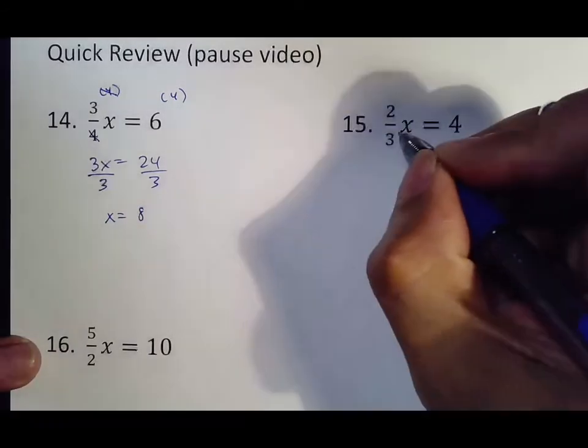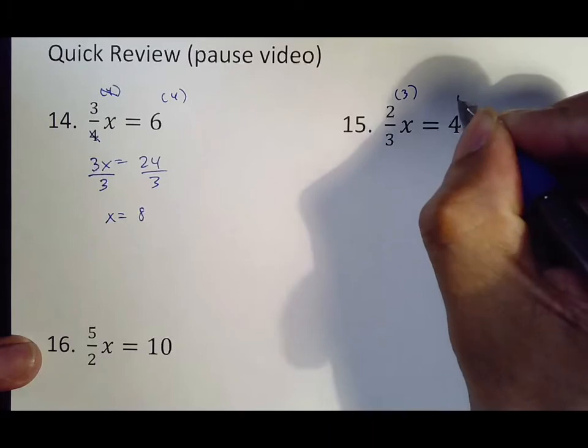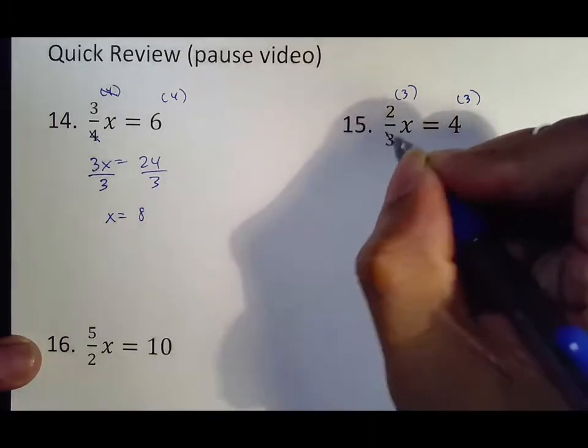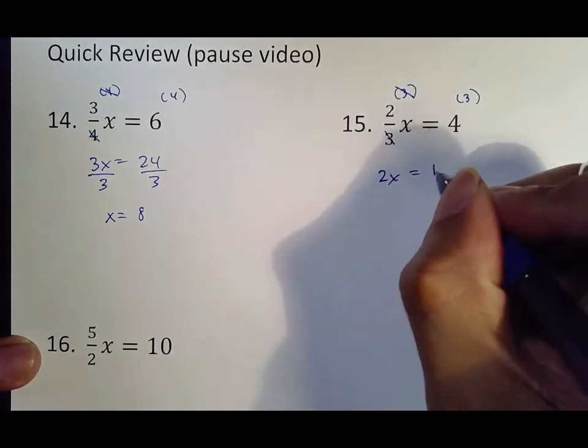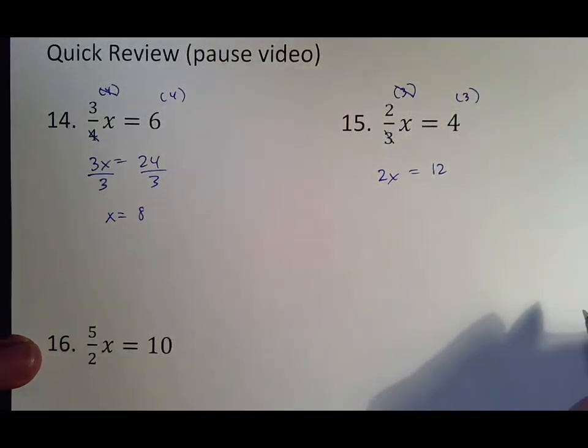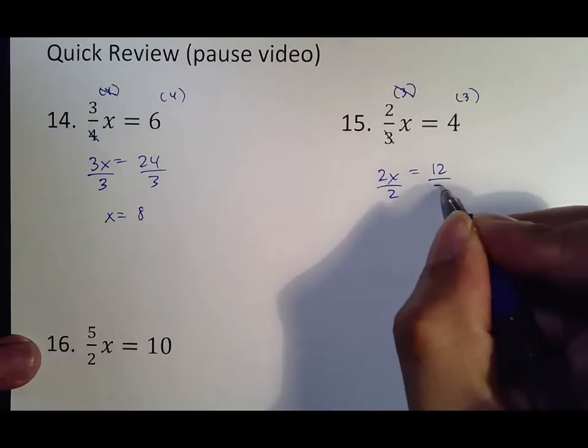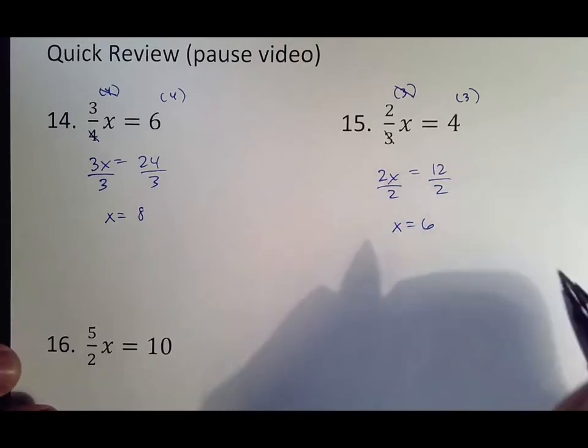Same thing on 15. You want to get rid of that 3, so we multiply both sides by 3. The 3's go away because there's a 3 on top and bottom. 2 and x comes down with 12 because that's what 4 times 3 is. You then divide by 2, getting the answer of x equals 6.